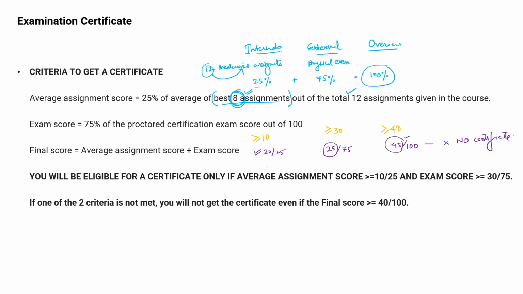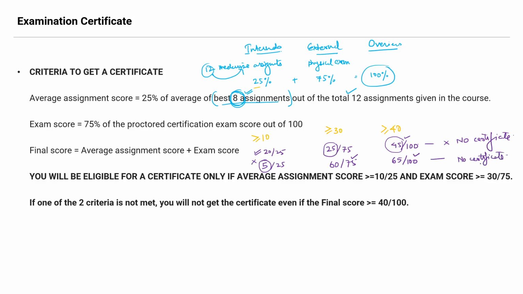Let's take another scenario. You scored very well in this 75 marks. You got 60 out of 75. However, you did not take interest in your internal assignments. You probably missed a few assignments, or you did not perform well, and you got 5 marks out of 25. So if you add both of them, you get 65 out of 100. You're meeting this criteria, but you are not meeting this criteria. Again, no certificate.